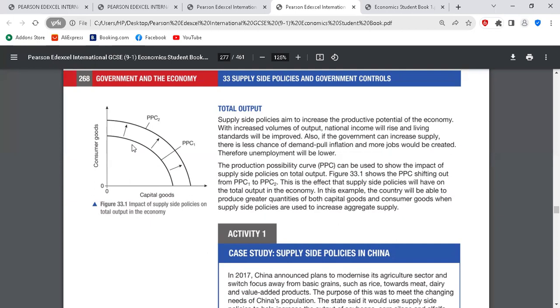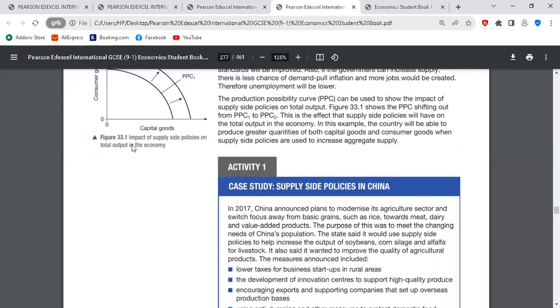Then they said the PPC can be used to show the impact of supply side policy on total output. So if this PPC is shifting outward from PPC 1 to PPC 2, it means that the supply side policy has really improved to increase the output. That is the point they are making here. Is it clear? It's clear. Okay, we'll move down.